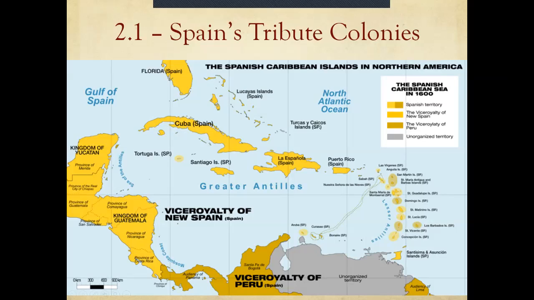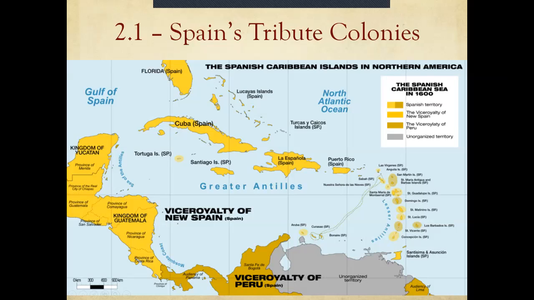So they really dominate. So here's Florida, Spanish Florida. You've got Cuba. All of this in what becomes Mexico, Central and South America is all going to be, and the islands of the Caribbean, taken over by the Spanish. So this is all under the direct control of the Spanish king.